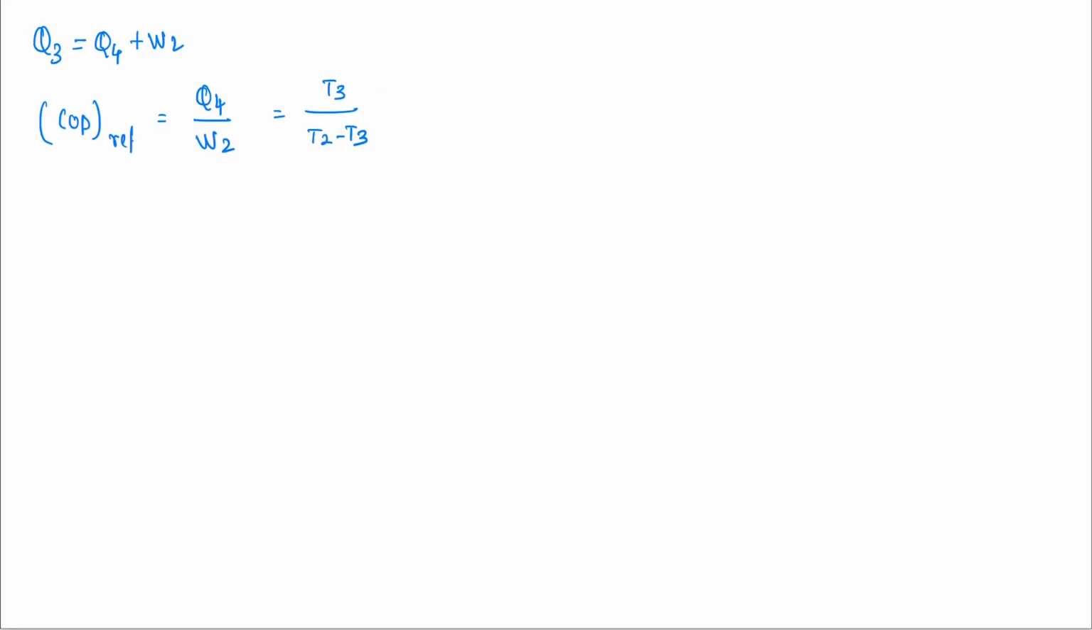And we have the value of T3 as 253 divided by 313 minus 253, which is equal to 4.22. Therefore, the COP of the refrigerator is equal to 4.22. Now we have found the value of COP. By using the value of COP, you can find the value of W2 and Q4.